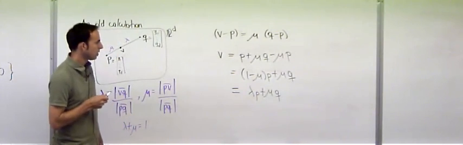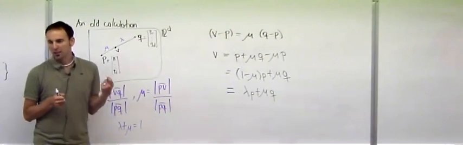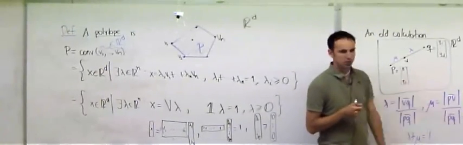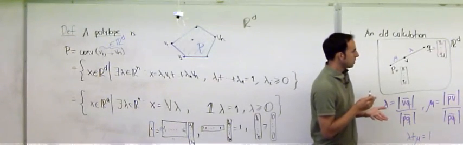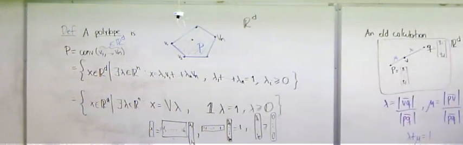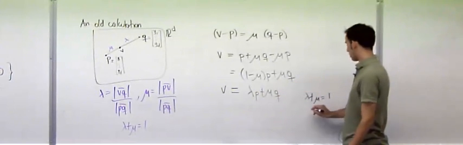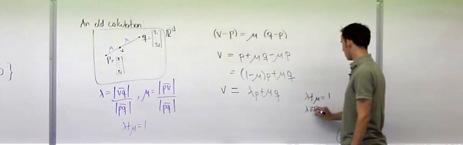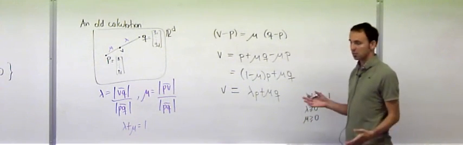Okay? So those are the coordinates of the point V, and you see that I can write them without any reference to the actual coordinates, just in vector notation. So this is V. But the two things that I'd like to point out to you is that first, lambda plus mu is equal to 1, like I said there. And also, lambda is greater than or equal to 0, and mu is greater than or equal to 0, right? Because they're ratios of lengths.